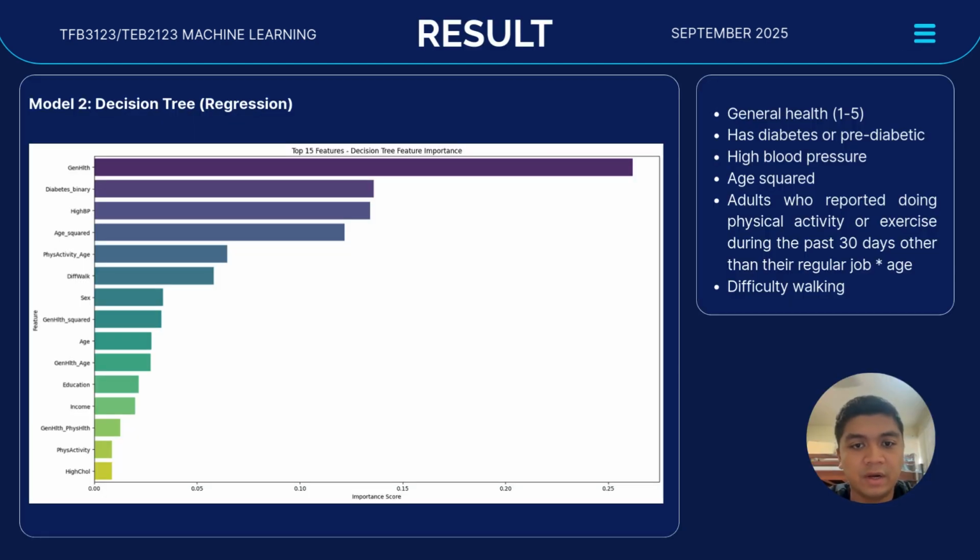We also identified the feature importance for the decision tree regressor. The graph shows the top 15 features. The top 6 are general health, has diabetes or pre-diabetic, high blood pressure, age squared, adults who reported doing physical activity or exercise during the past 30 days other than their regular job times age, and lastly, difficulty walking.